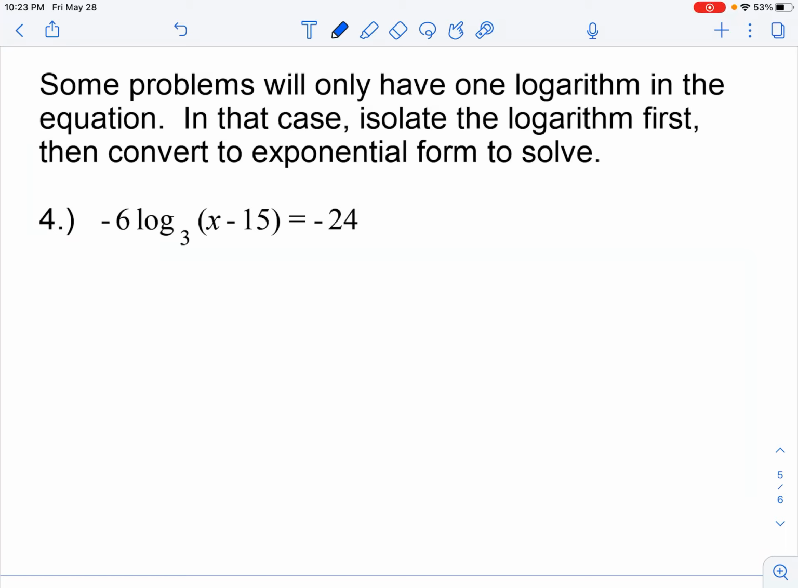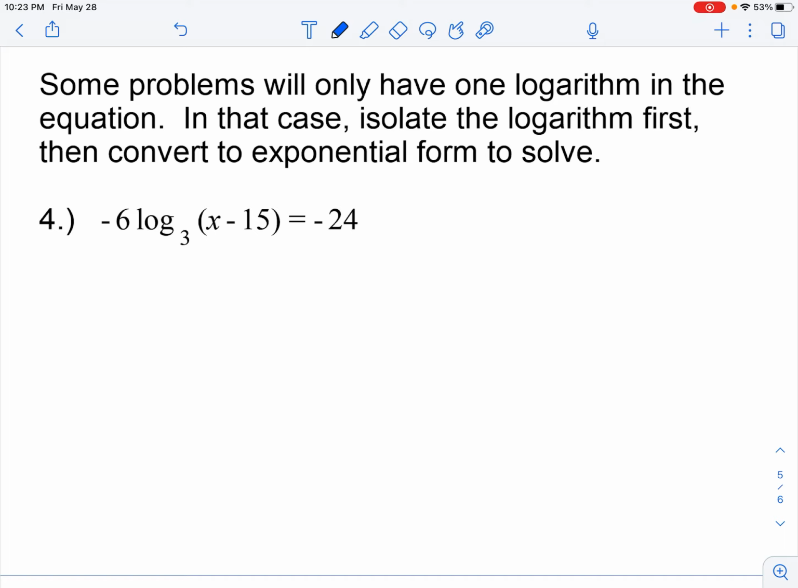All right, so the second type of logarithmic equation we're going to take a look at is when we don't have multiple logarithms, we have a single logarithm. So the easiest way that we're going to solve this is to get the logarithm by itself first. We're going to isolate the logarithm. Then we're going to convert to exponential form and solve using same base, if necessary. We might not have to do same base, but we're going to wait and see what happens.